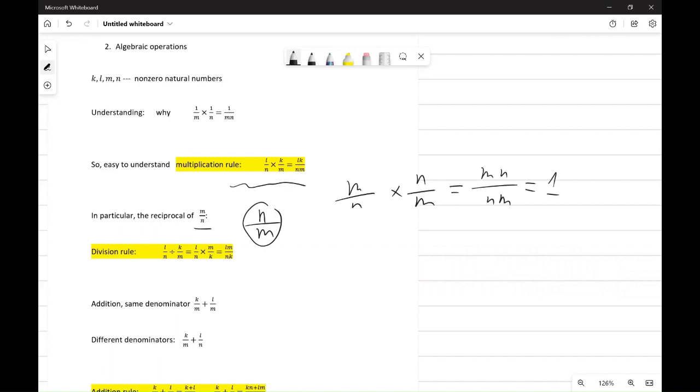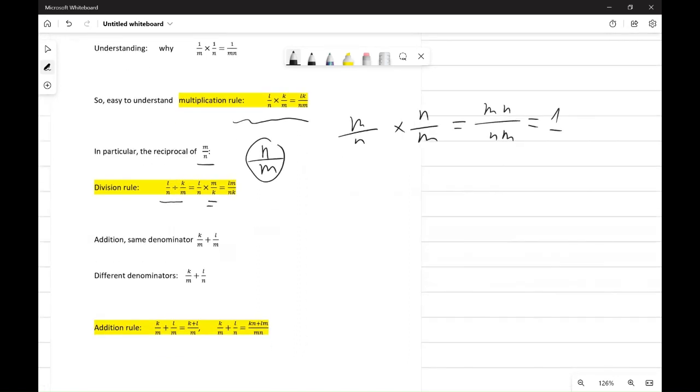As we said, whenever we divide by something, it is essentially just multiplying by its reciprocal. So the division rule is relatively easy. Say l over n divided by k over m. This is the same as l over n multiplied by the reciprocal of k over m, which is m over k. Then using the multiplication rule, the final result is l m over n times k. So that covers the multiplication rule and the division rule for fractions.